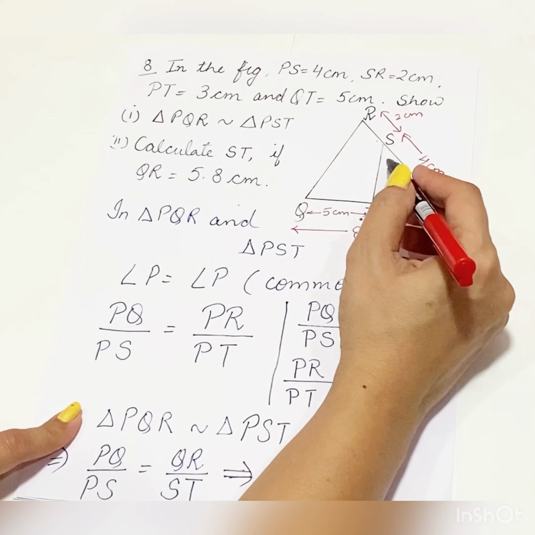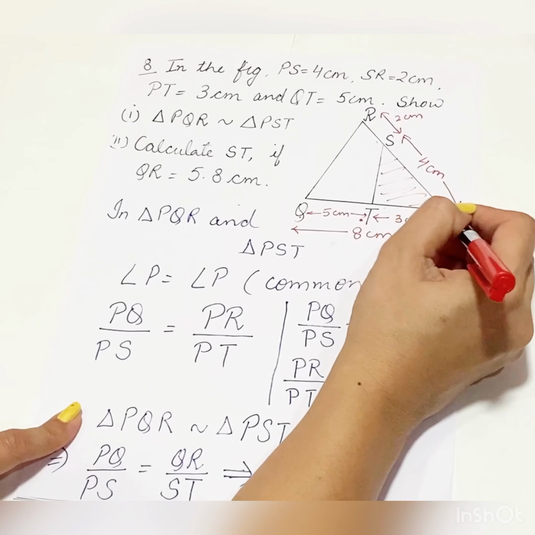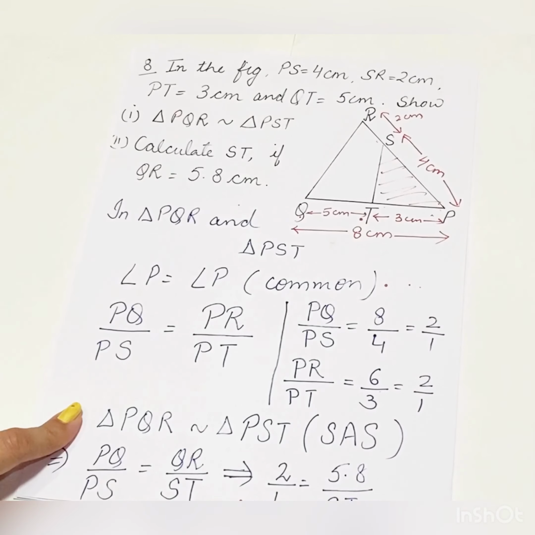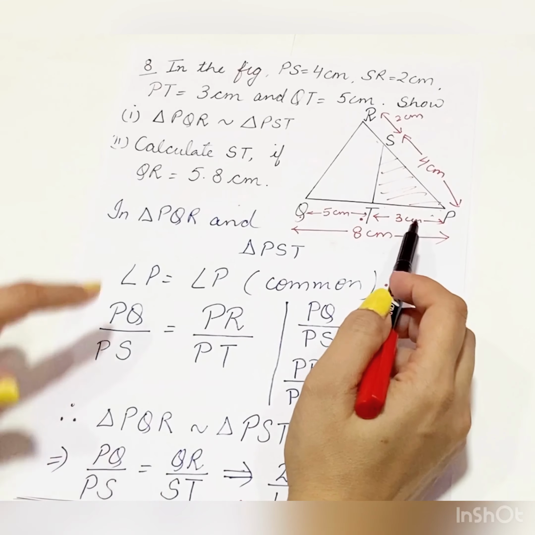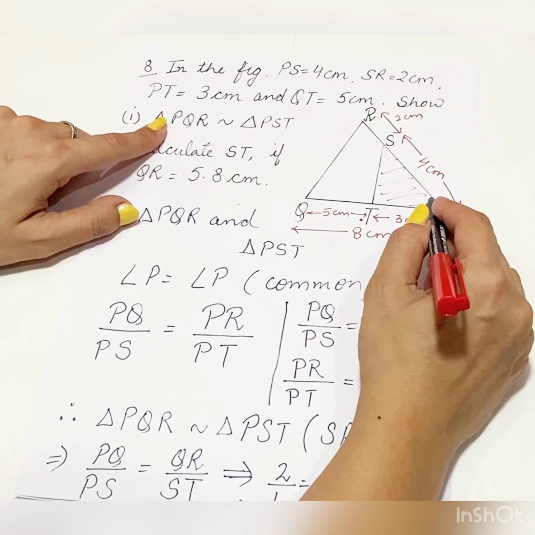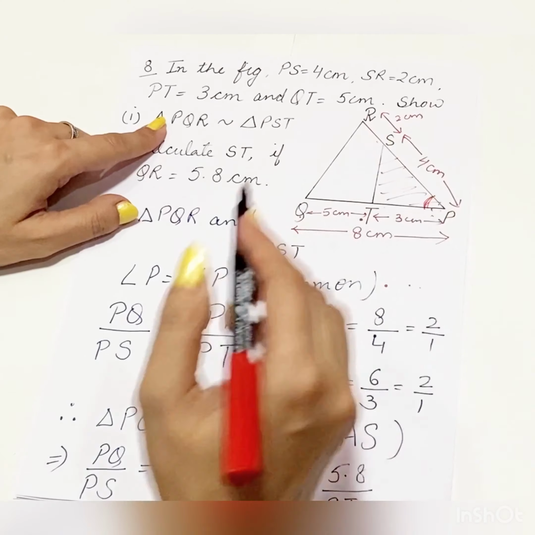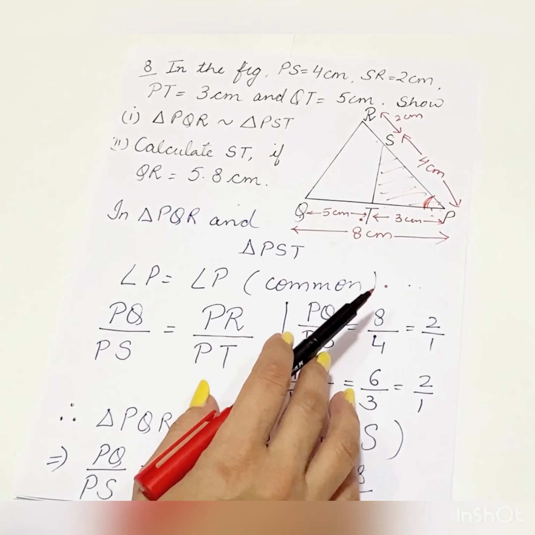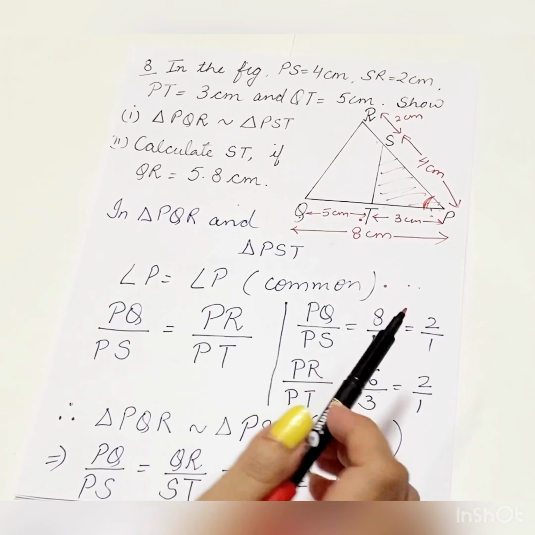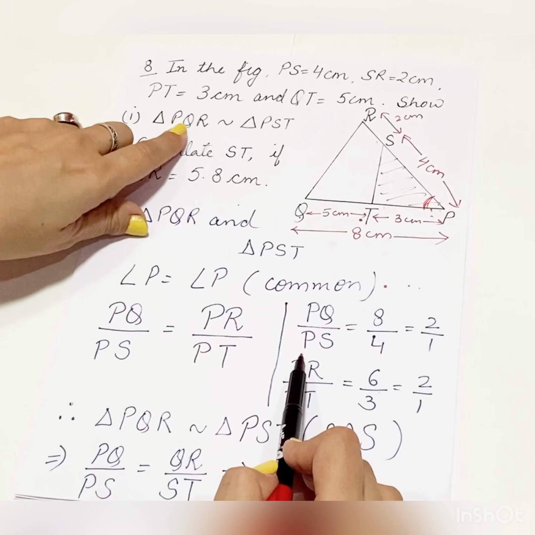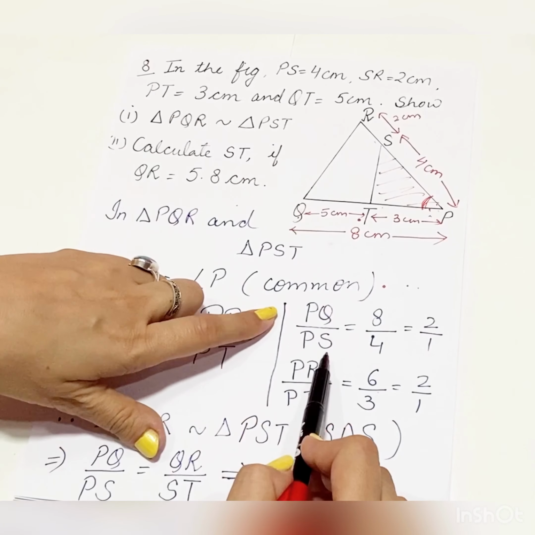So one is triangle PST. This is triangle PST and the other one is the bigger triangle. We have to show them to be similar. So you can see angle P is common in both these triangles. So first is angle P equal to angle P is common. Next I am taking PQ upon PS. See, this is PQ and this is PS. I am taking the corresponding sides.